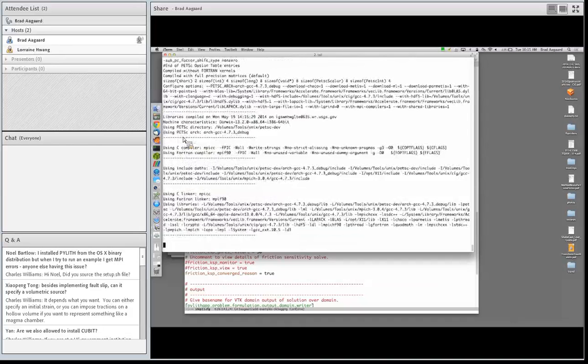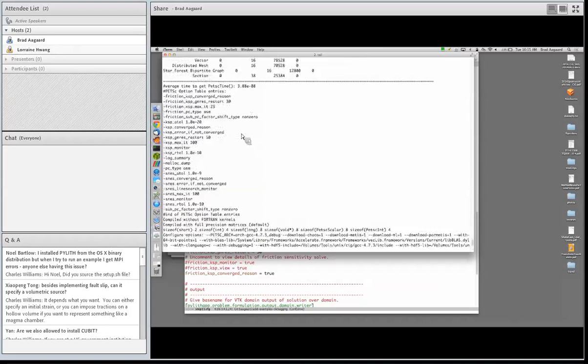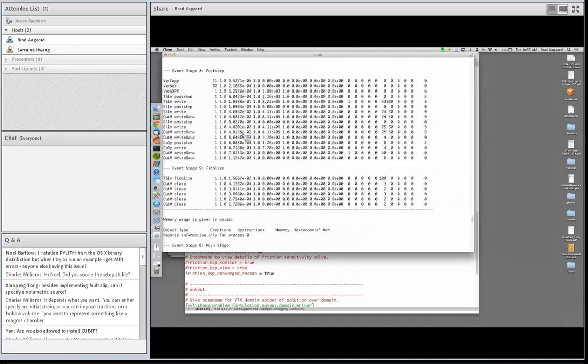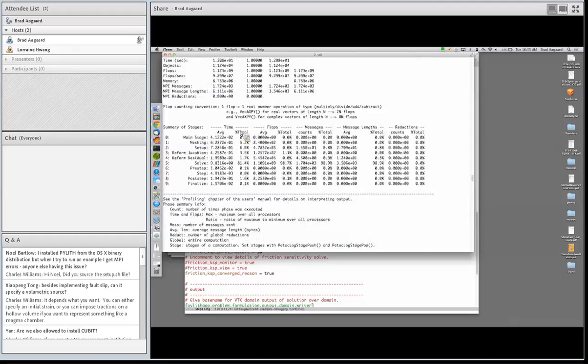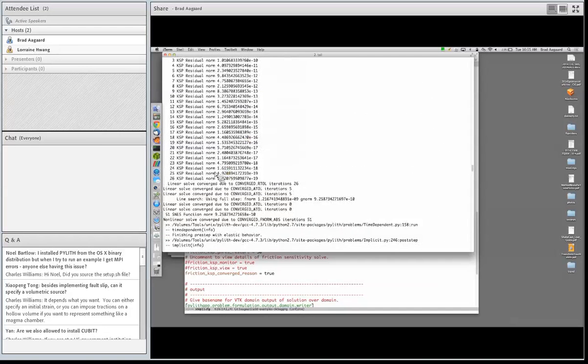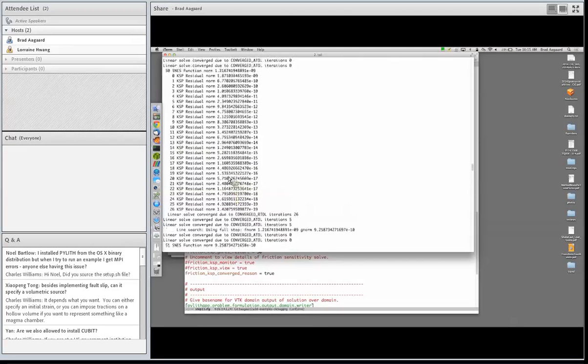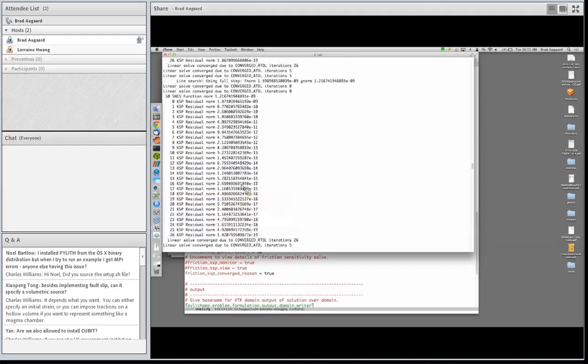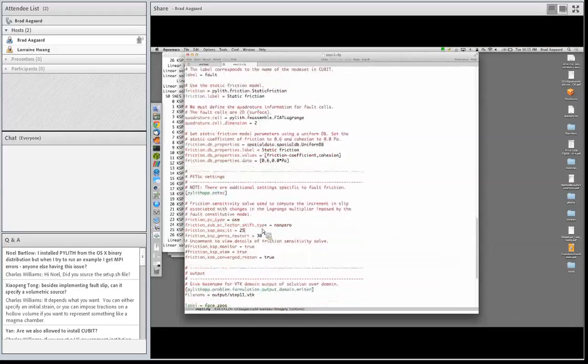Again, another case of a through-going fault. There's all the log summary. Look, yes, we converge absolute. Notice our nonlinear residual was converging to our relative tolerance of 10 to the minus 19. So that's going a little farther than what we needed.